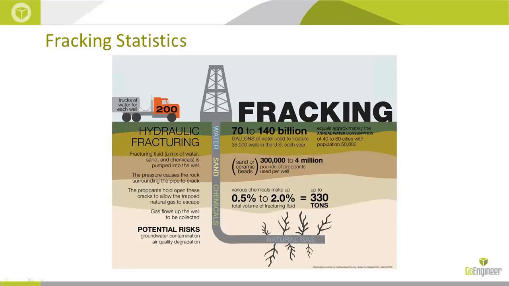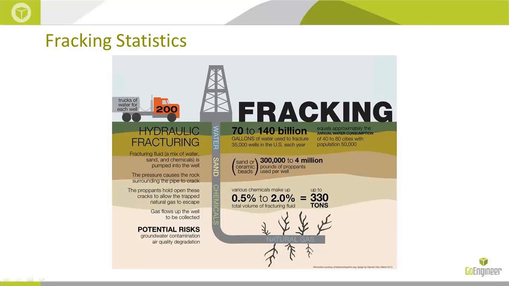We have just some statistics about fracking. One of the ones we're going to focus on today is the amount of water that's used for the fracking process. So for each well, we have 200 trucks of water that are going to come in to be injected down. And that's going to be mixed with sand and other chemicals. We call these proppants, right? And the pressure from all these proppants is going to cause the rock around the pipe to crack. And when it does that, the gas is released and then flows upstream through the well and is collected.